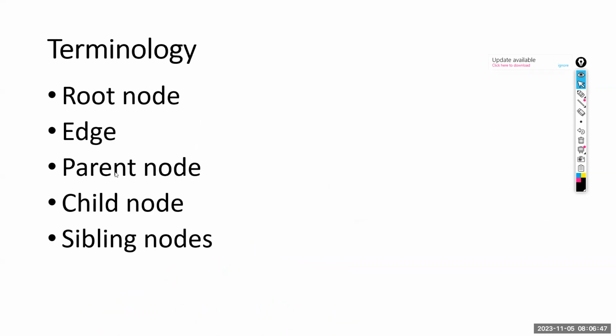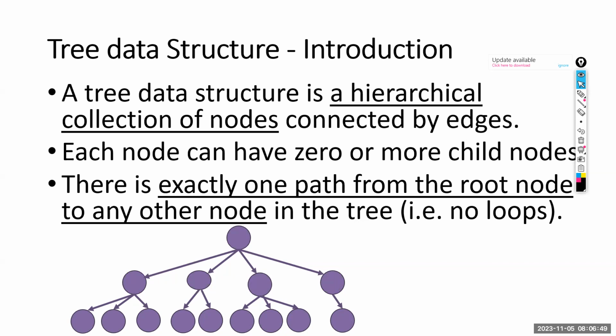And no loops. So no loops means you can't have something like this. Then there's a loop, so then it is not a tree, it is a graph. So that is what is meant by a tree data structure.